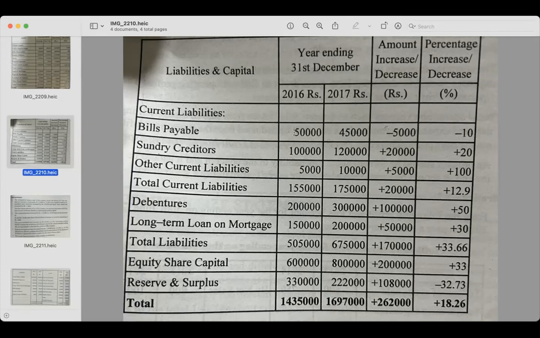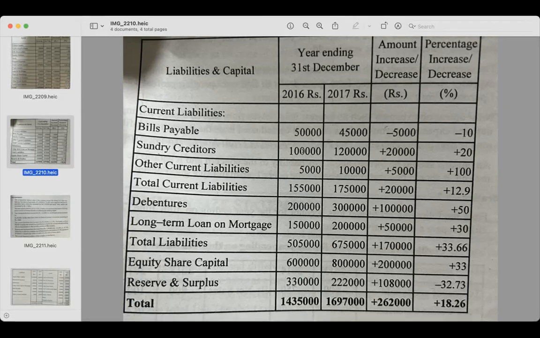Okay, I'm sorry, 50,000 and 45,000. So the difference is, it is decreasing from 50 to 45, minus 5,000. There's an increase or decrease, so decrease is applicable here. Therefore, minus 5,000 by 50,000, the original amount, into 100 gives you 10%. The percentage increase or decrease: 10% is the decrease. Come to the next item, sundry creditors.